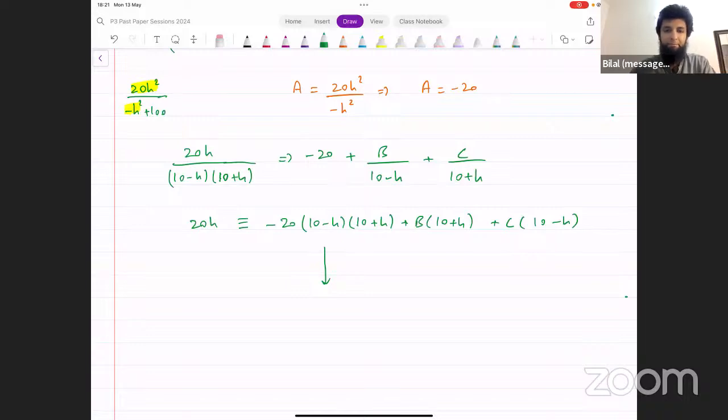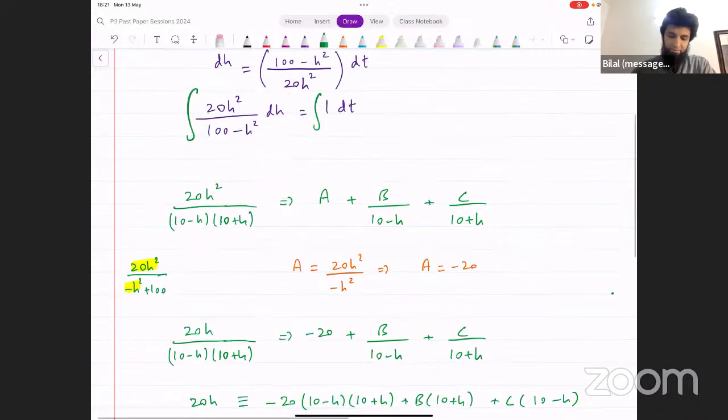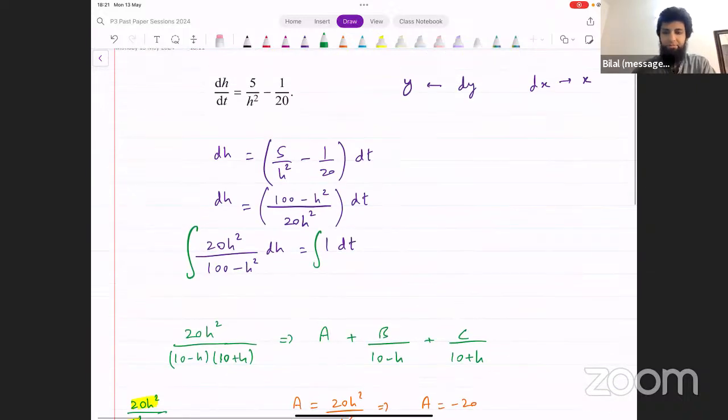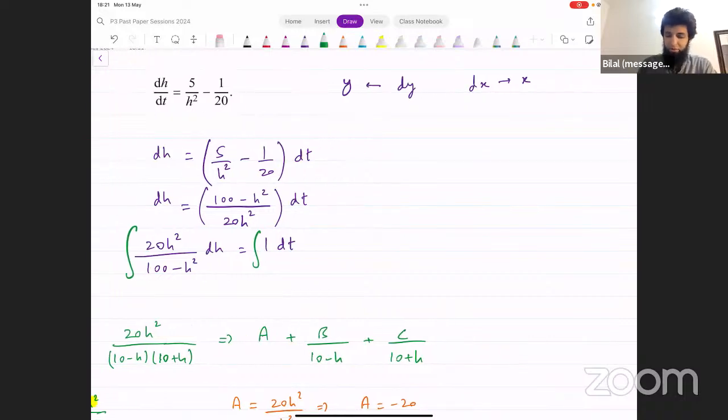Yes. Okay, so sir, can you scroll up a bit? Yes. Sir, can't we take h square to the numerator to separate it? Then we can bring h square to the other side. Okay, let me try that and show you why that would not work.